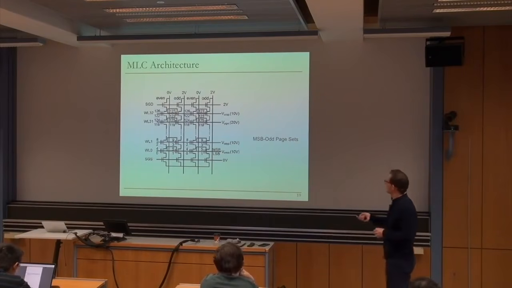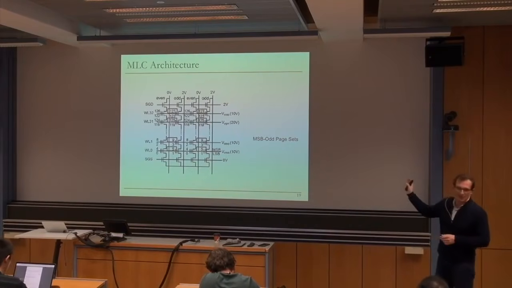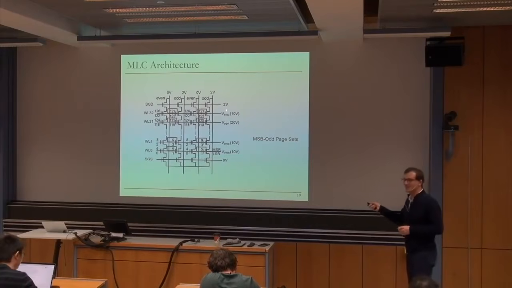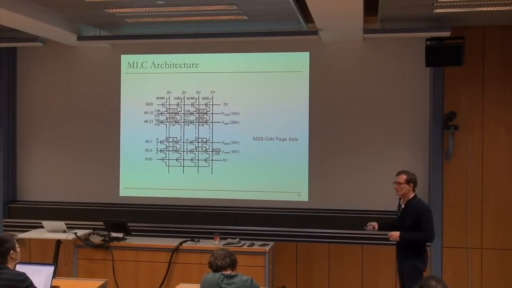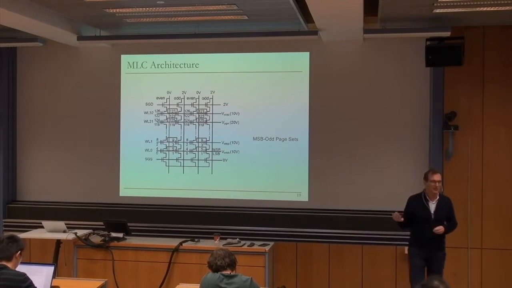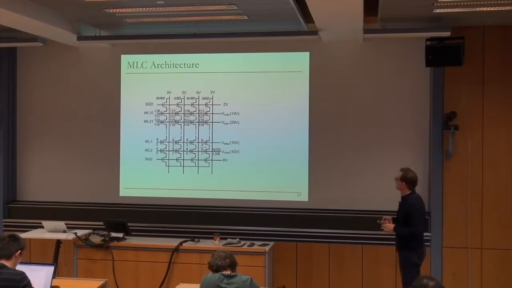But the interesting thing over here is that whenever you're programming, you apply very high voltage. This is about 20 volts in this example. That's a lot. And you also need to inhibit everybody else, which is about 10 volts. So programming these things actually takes a long time. That's why the write latencies are long and the energy is very high also. So ideally you want to program minimally.